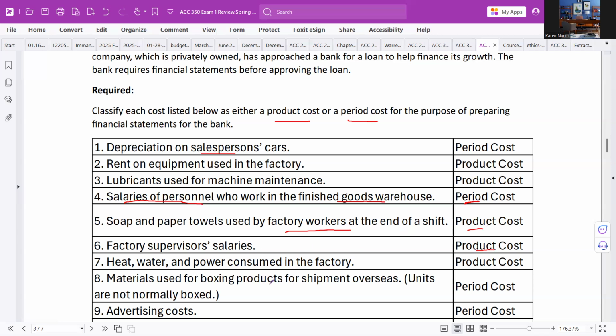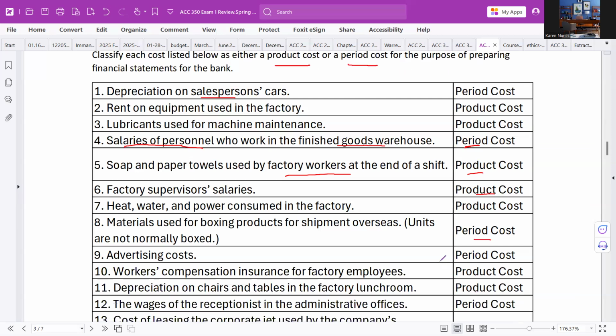Materials used for boxing products for shipment overseas. This is happening after the production is completed. Right? They're boxing up products for shipment. The units are not normally boxed. That's a period cost, right? Just like the finished goods warehouse is a period cost, it happens after production. Period cost. Advertising is just a period cost.